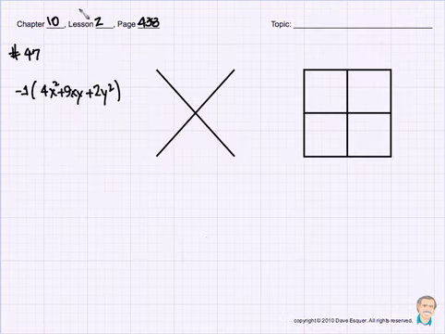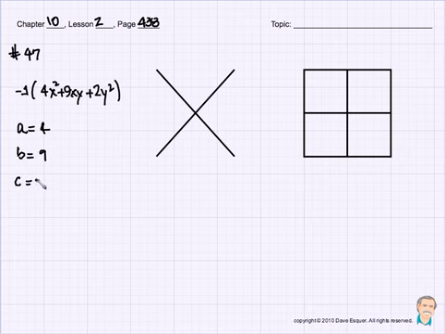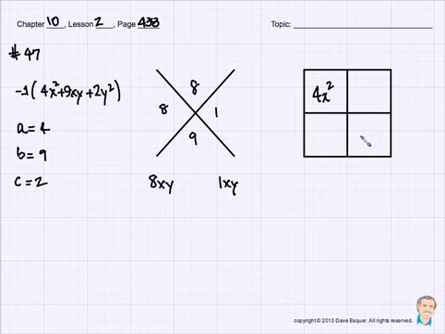So let's take the first term and use our box, and I'm on page 2 now, so I factored out a negative 1, which gives me 4x squared plus 9xy plus 2y squared. So this gives me a is equal to 4, b is equal to 9, and c is equal to 2. So we've got an AC of 8, and we've got a b of 9, and our terms are going to be positive 8 and positive 1. So we have an 8xy, and we have a 1xy that we're going to have to place. Obviously 4x squared, 2y squared. Let's place the 8xy, and let's place the 1xy.